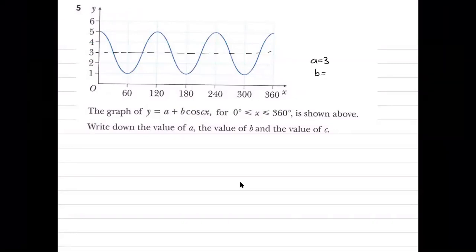Either four or five. See, B refers to the amplitude. Amplitude is taken from the highest position to the mean position distance. So what is this distance? 2. 5 minus 3, 2. Good. Is everyone clear till here? Yes. Now what is the value of C?